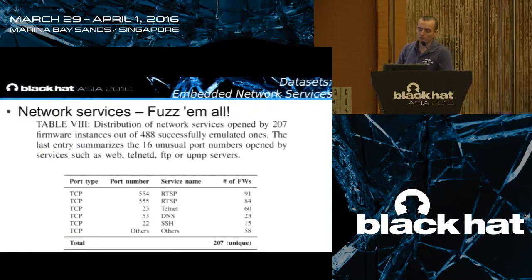We also, from those almost 500 successfully chrooted and emulated firmwares, tried to see what other services they start. There were 207 instances, and you can see the distribution. Many of them started, like 91 and 84, ports 554 and 555. This is because many of these firmwares in our dataset are basically CCTV cameras or DVR players, and all of these systems usually open these ports to stream the video feed over the RTSP protocol, right?